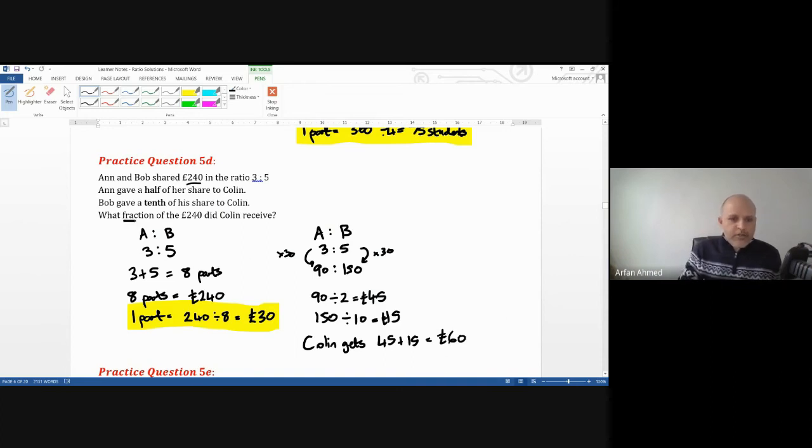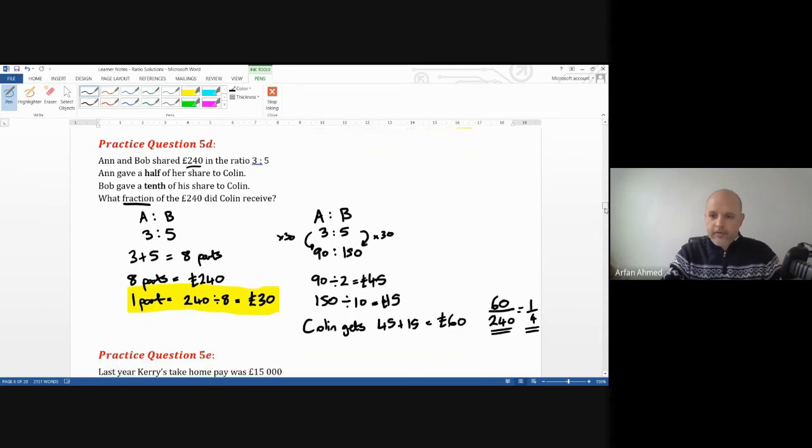Oh, we need it as a fraction. What fraction of the 240? So it's 60 out of 240. That was the total, wasn't it? Yep, fraction out of 240. You can leave it like that, or you can simplify it. That's going to be 1/4, isn't it? It doesn't say simplify, so you don't have to. You could have left it as 60 over 240, or if you did simplify, it would be 1/4.